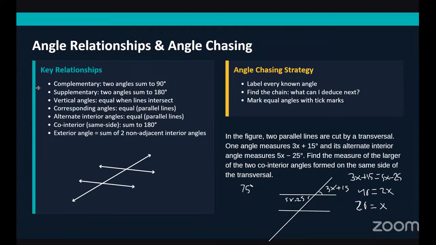And then like Varun mentioned before, supplementary angles add up to 180. So this right here would be a supplementary angle, just like over here on top. So what we need to find is the measure of the larger of the two co-interior angles, so the larger out of this one versus that one. So from 180, we can subtract 75 and get 105, which would be our answer. 105 degrees.